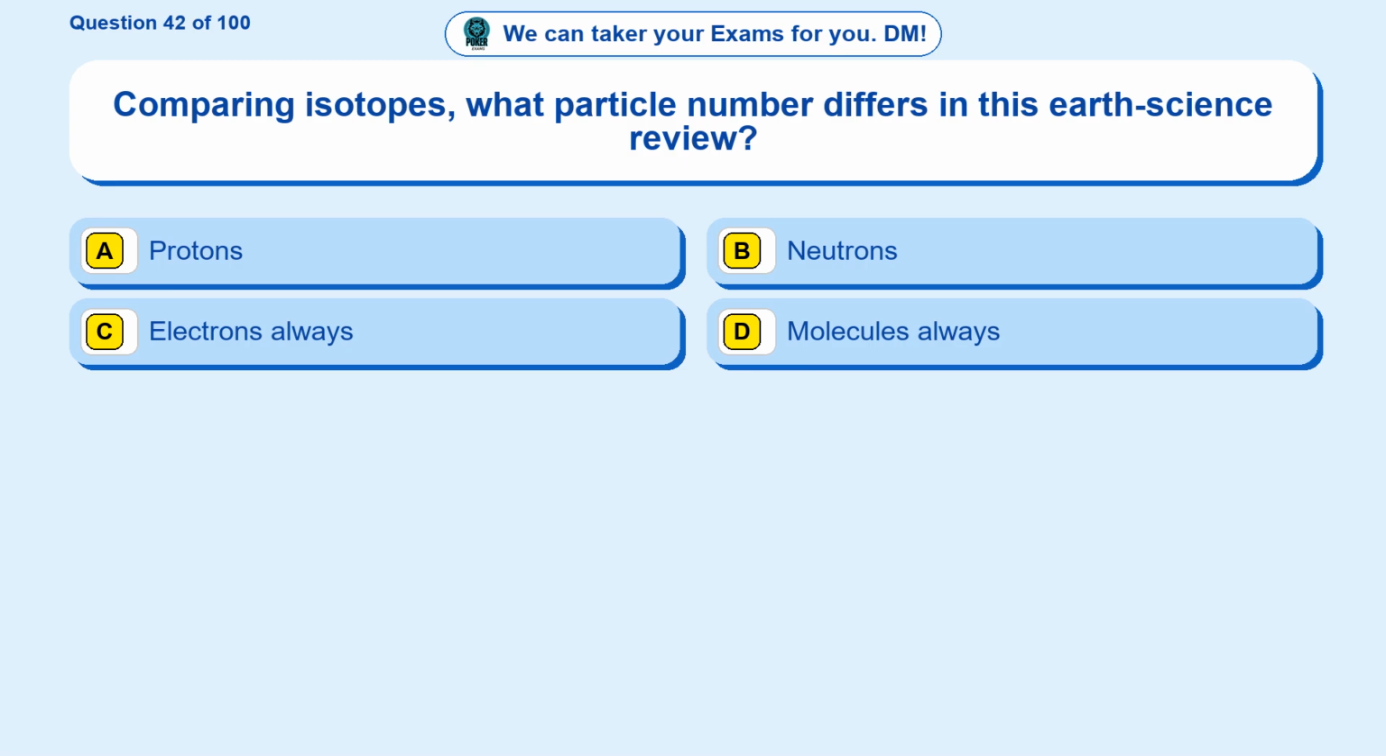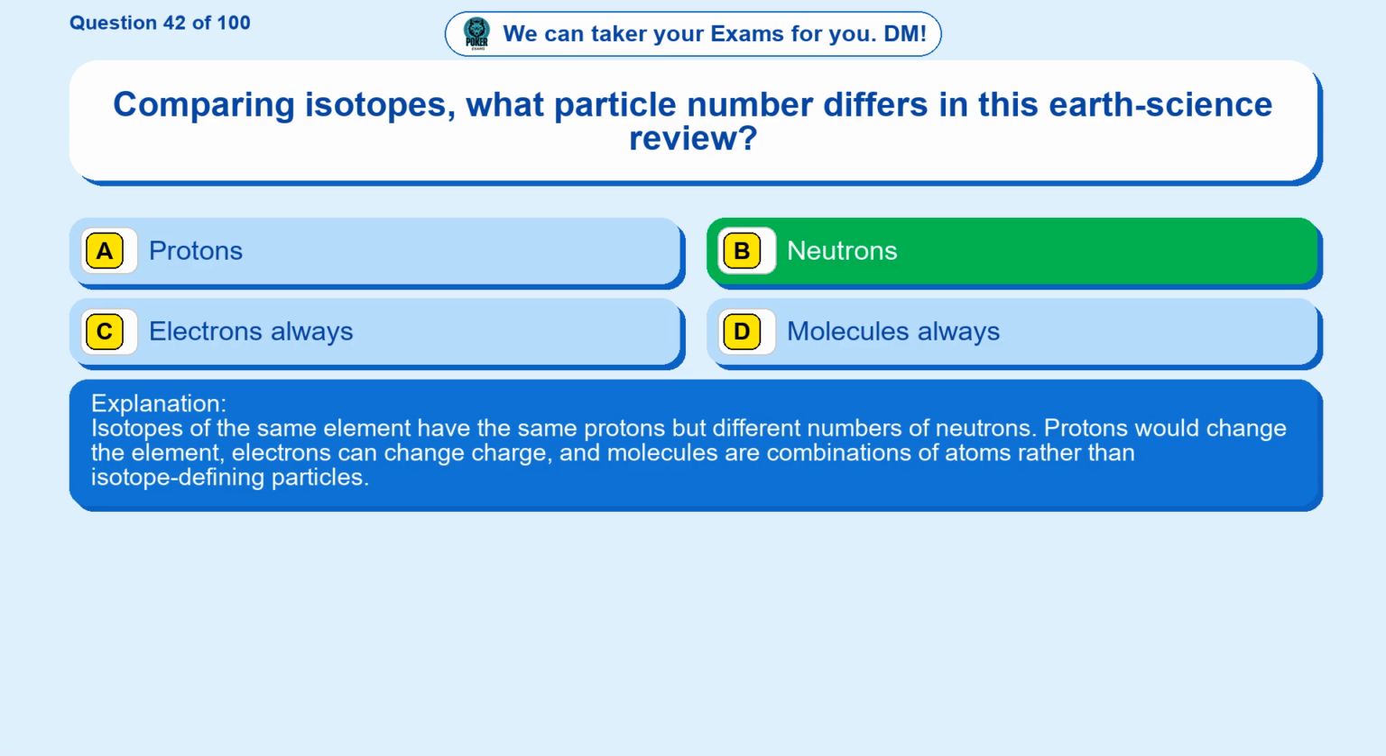Question 42. Comparing isotopes, what particle number differs in this Earth Science Review? Option A, protons. Option B, neutrons. Option C, electrons always. Option D, molecules always. The correct answer is option B, neutrons.